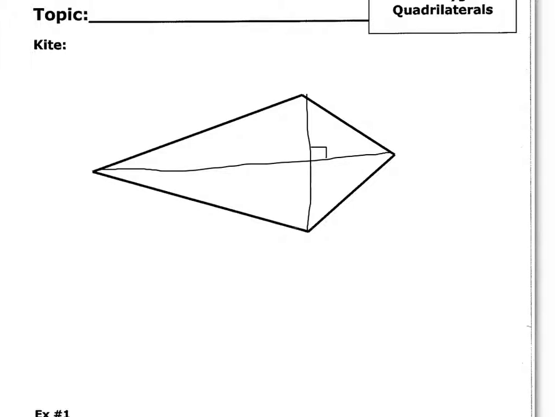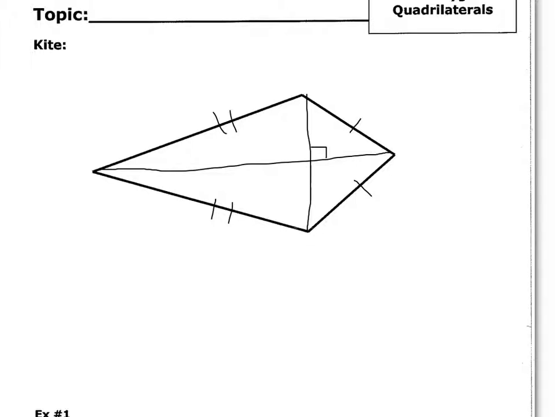Okay, second and third thing really is that to be a kite, you must have two sets of consecutive congruent sides. Okay, so the consecutive sides are congruent to each other.